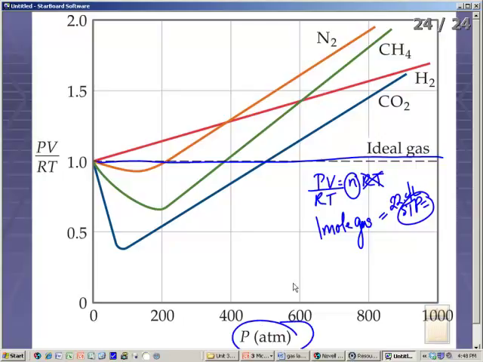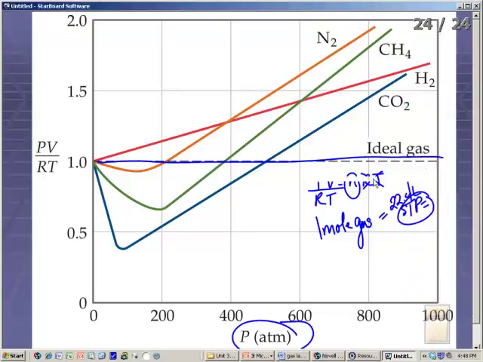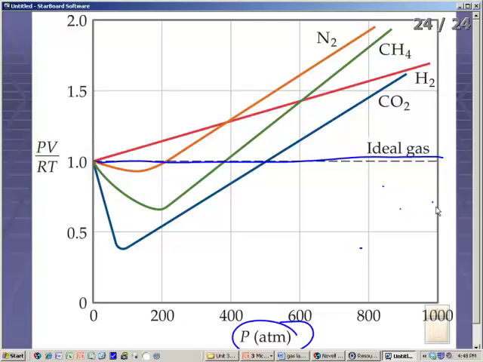So as we increase pressure, we're supposed to keep 1 mole. But as you can see, that doesn't necessarily happen. Check out some of these gases. This is really crazy. When you pressurize CO2, this is the most extreme right here, it dips way down as you increase the pressure, and then all of a sudden, whoop, comes right back up.